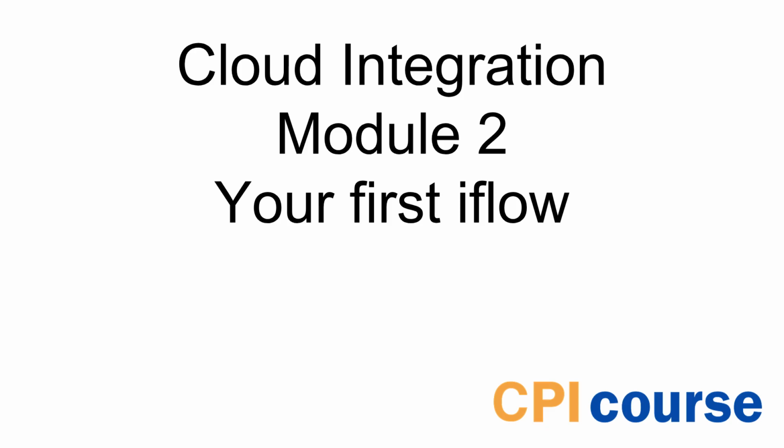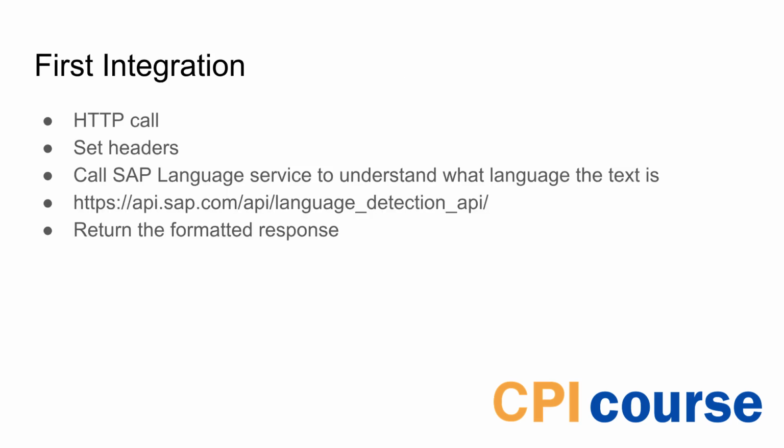Hi, and welcome to module 2 in the cloud integration course, where we'll look at how you can create your first IFlow. In this IFlow, we will go through a few different steps. We'll create an IFlow, we will create an HTTP call that's routed through the CPI. Then we will call the SAP language service as a backend to understand what's going on there and just return this response to the user.